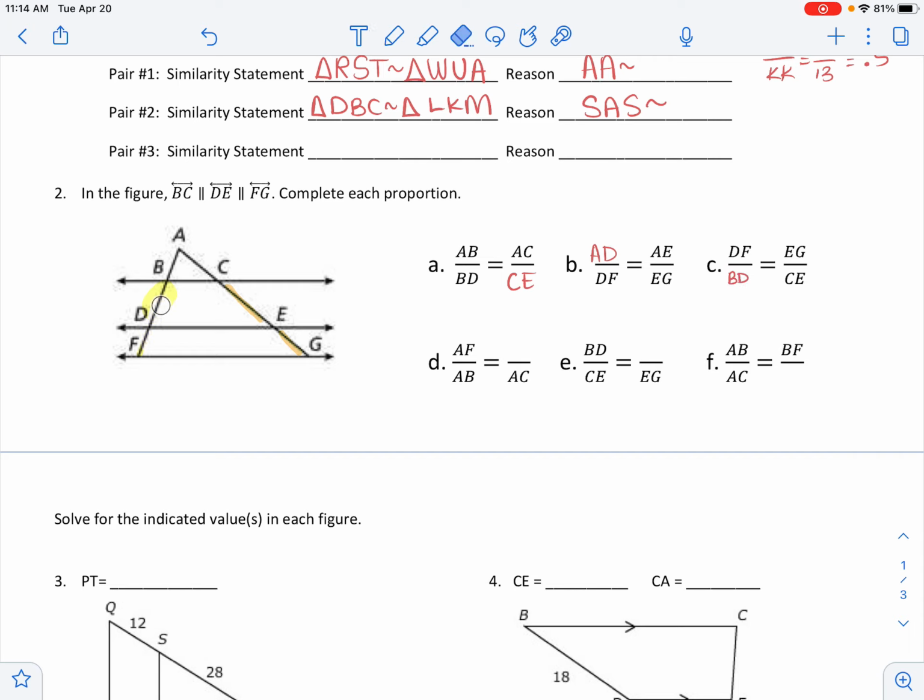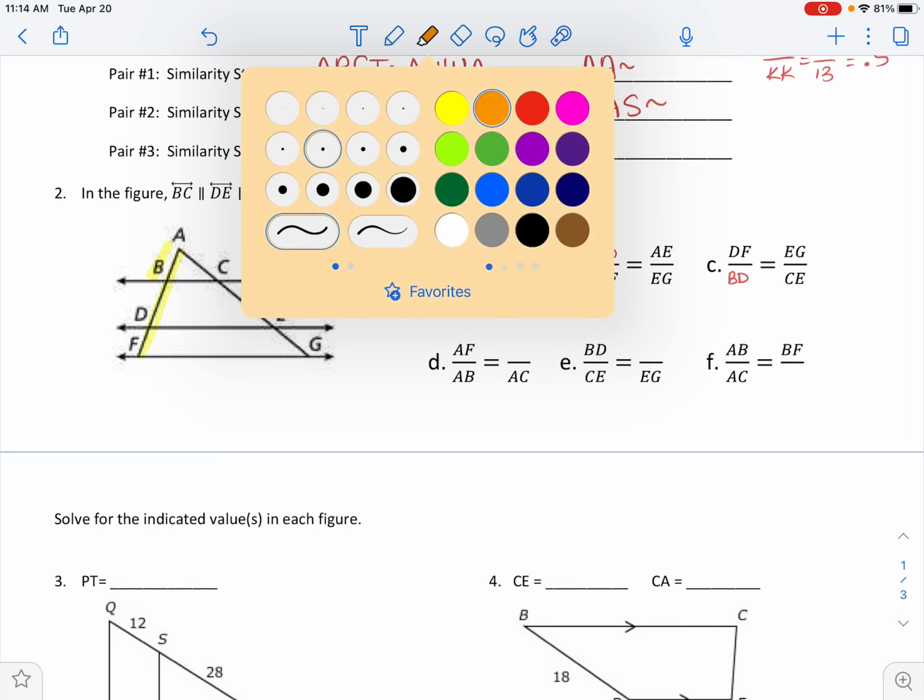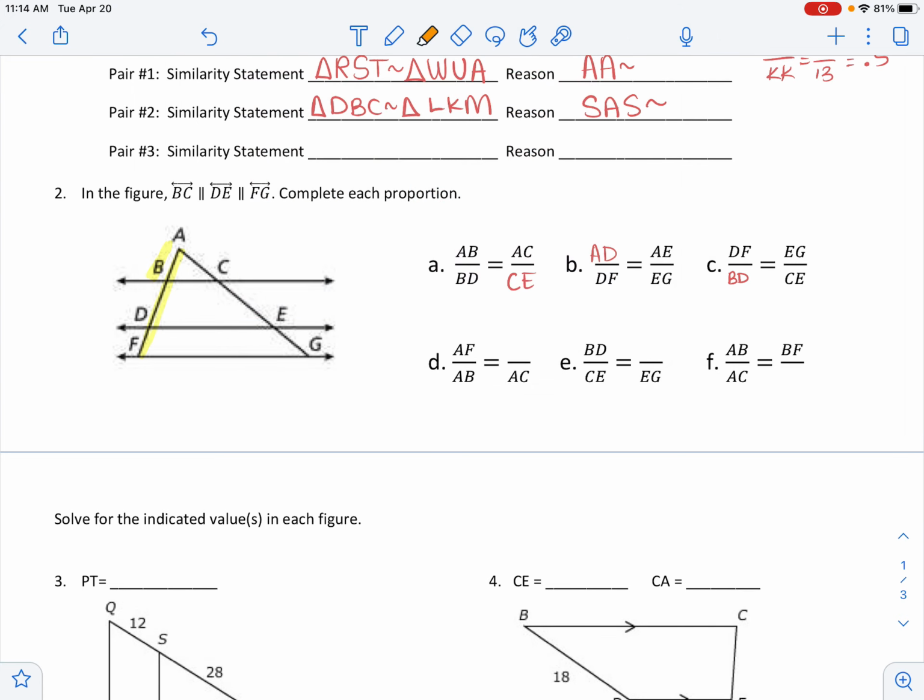All right. The next one says AF over AB. So AF, the longest, over AB, that small piece, equals blank over AC. Well, I know I want to put the long piece over the small piece, so here's the long piece here from A to G. That's how that one would fill in there.